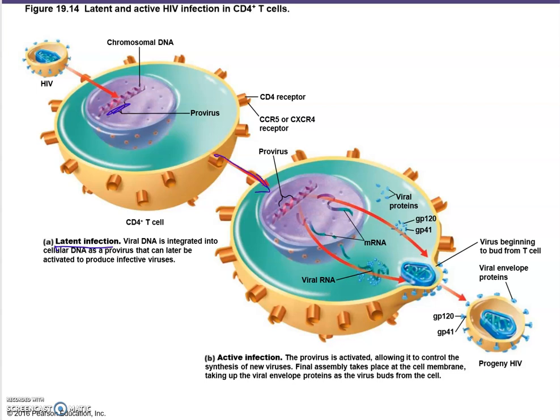In this case, the viral DNA will be transcribed and translated. So transcription leads to mRNA, and then translation to protein, and we make more viral RNA, more viral proteins, put the coat together, and then these new viruses will be budding off of the CD4 plus cell. Here you have new viral particles that will go off and infect more helper T cells.